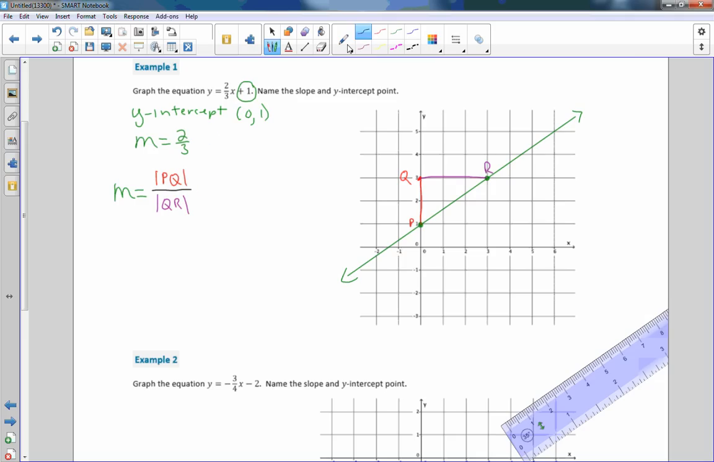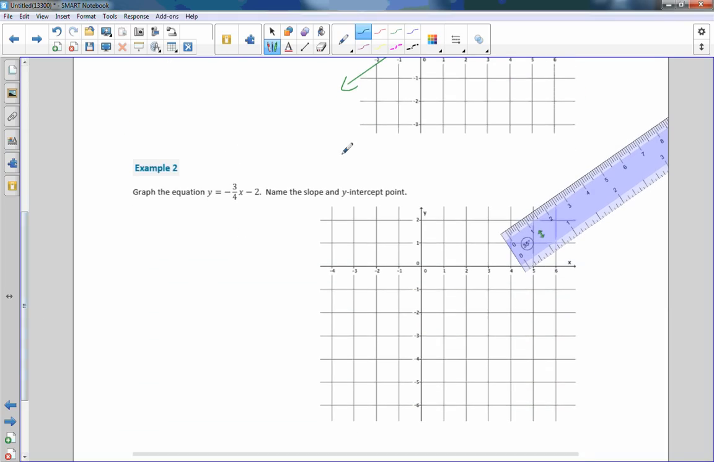Okay, so that's the equation. The slope is the rise divided by the run, or the length of each distance. So from 1 to 3 is a length of 2, and from 0 to 3 is a length of 3. And as you can see, it's right there and right there.